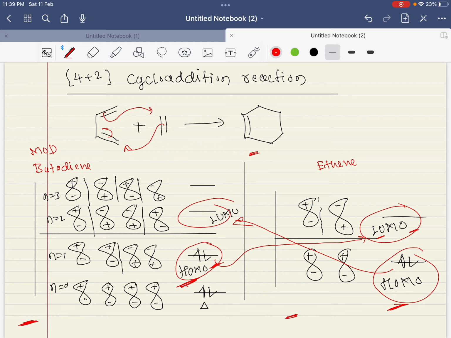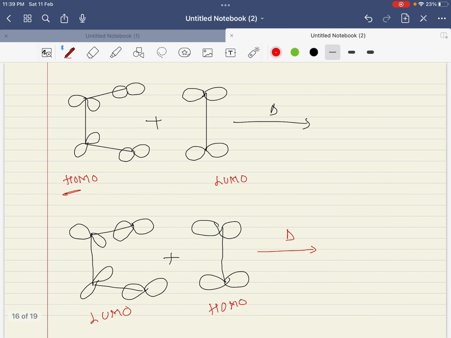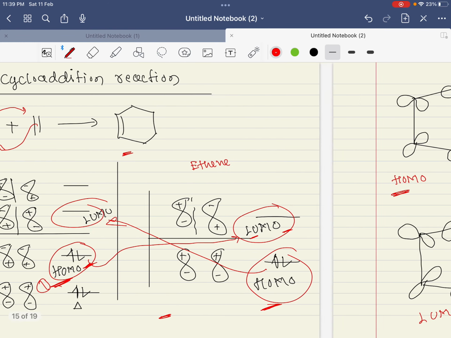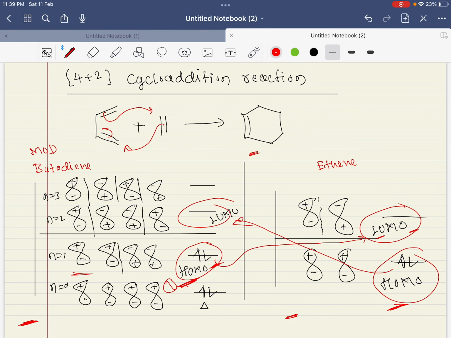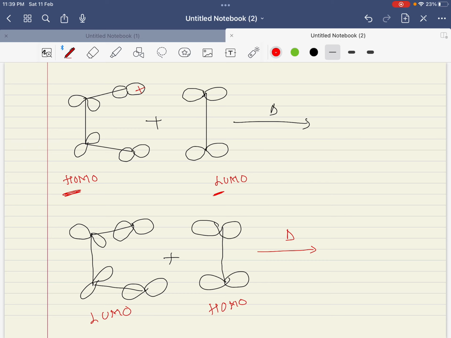First we'll check this first combination. We'll take HOMO of butadiene, LUMO of ethene. This is the HOMO. Look at here. This is positive, this is positive, this is negative and this is negative. I'll write this here: positive, positive, negative, negative.